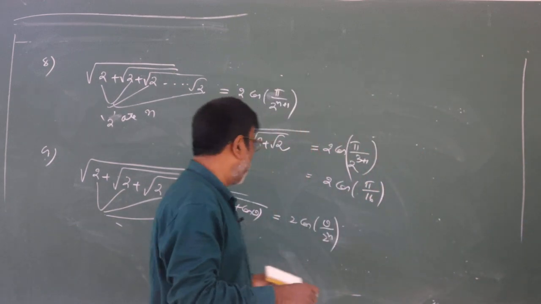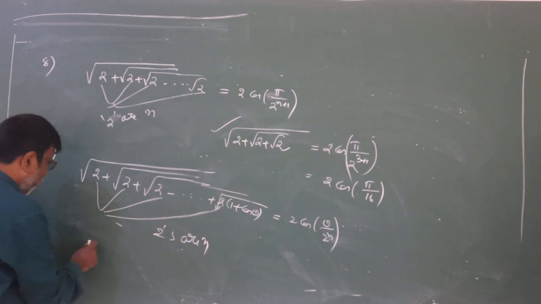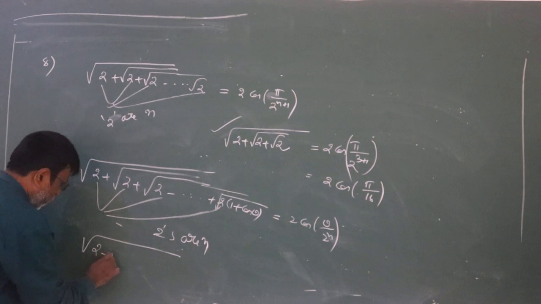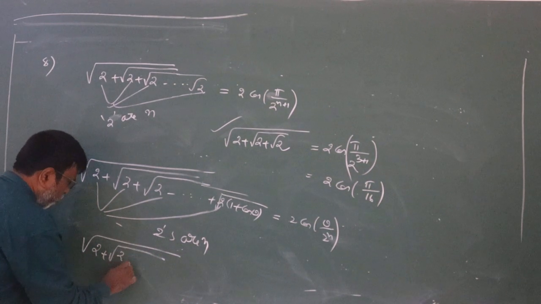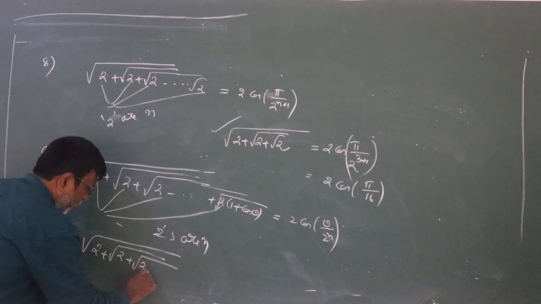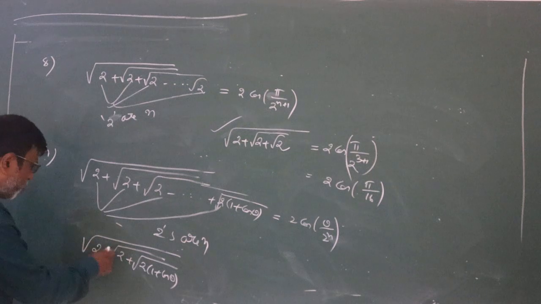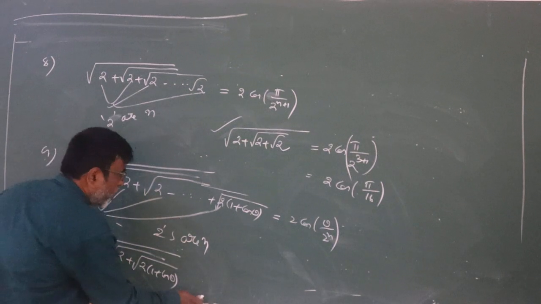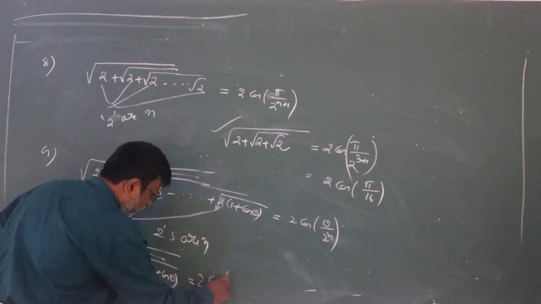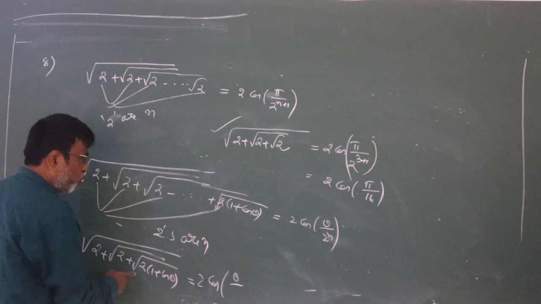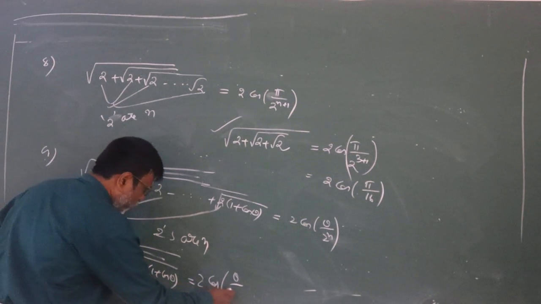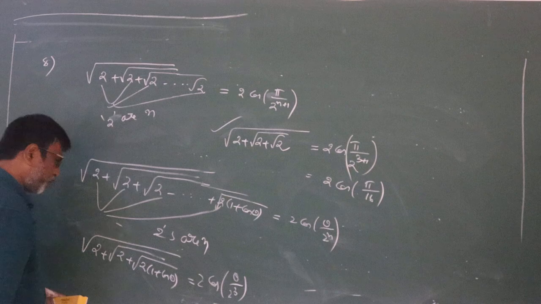Suppose a question is given like this, as previously asked: root of 2 plus root of 2 plus root of 2 into (1 plus cos theta). How many 2's are there? There are 1, 2, 3, so the answer is 2 cos of theta by 2 cubed.